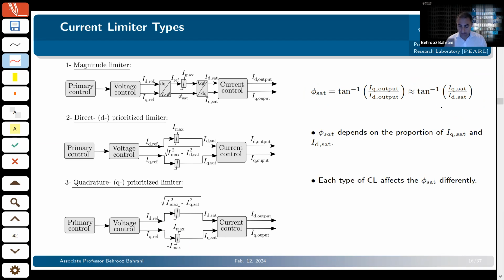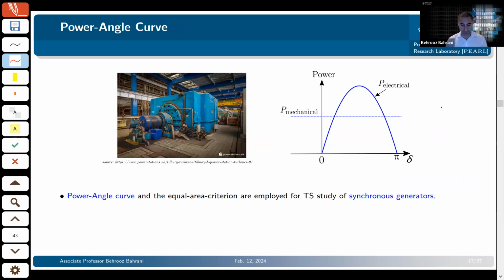Now, each type will actually affect your system differently. And the question is, which one is more effective? Which one is actually a better way of limiting the current when you're looking at a fault? To answer that, we need to go a little bit deeper and understand what happens when there's a fault happening in the system. You're most certainly familiar with this power angle curve. This has been used for transient stability of synchronous generators.